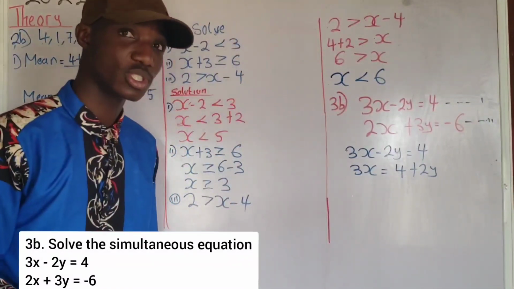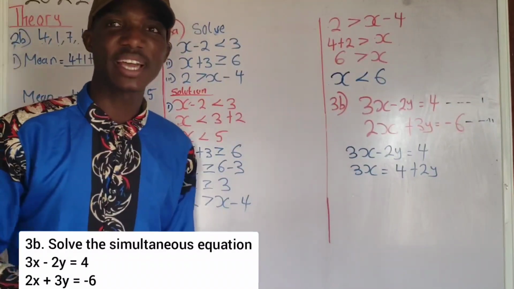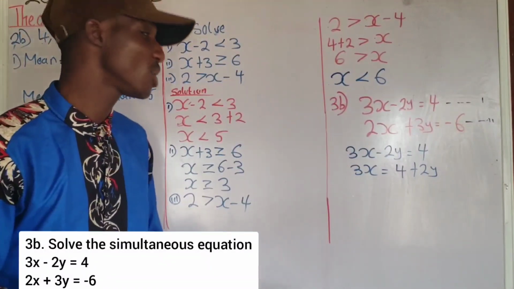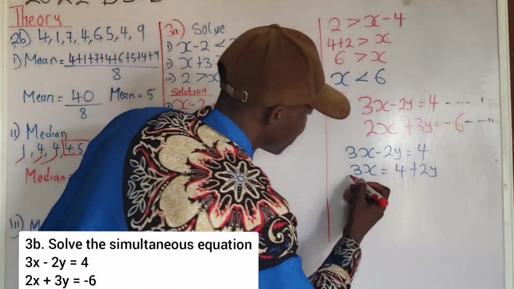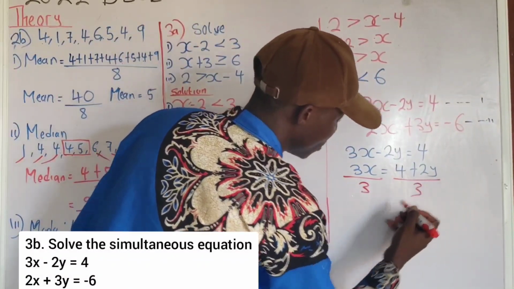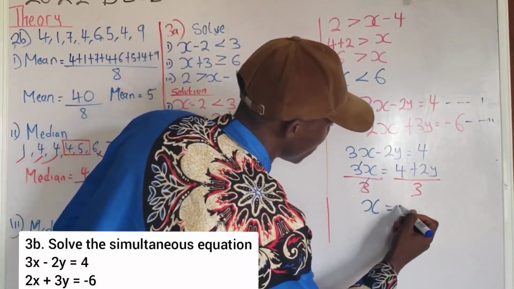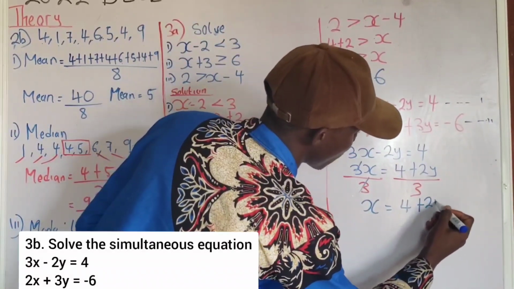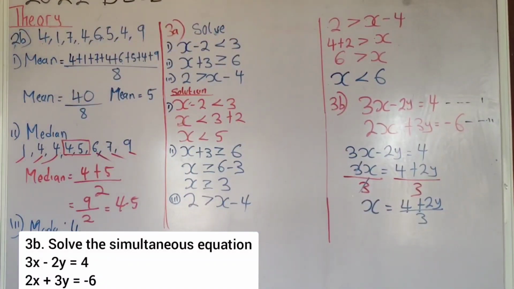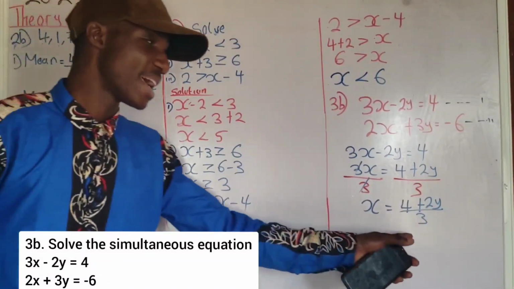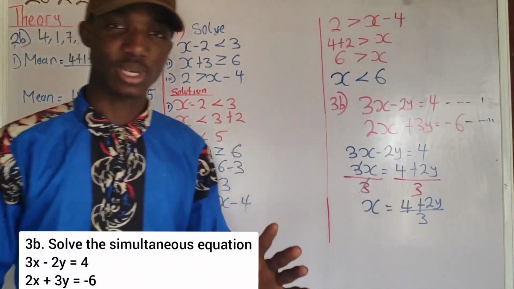Now don't forget the goal is to make x the subject of the formula. But I'm having 3x on the left hand side of the equation, so I'm going to divide both sides by 3. Here I'm going to have this divided by 3 and this divided by 3. The 3 will cancel the 3, and I'm left with x equals 4 plus 2y all over 3. I've already made x the subject of the formula in equation 1. We are done with the first step.